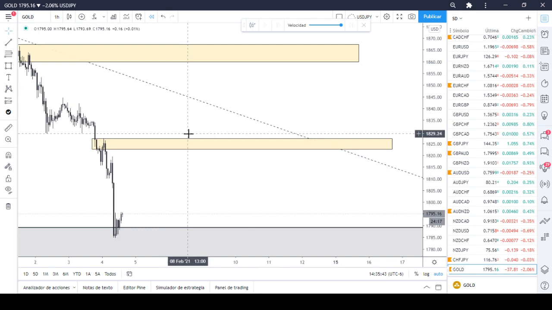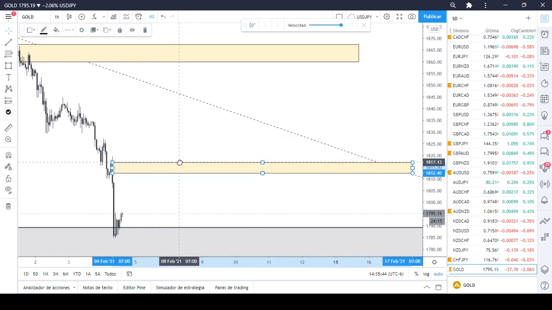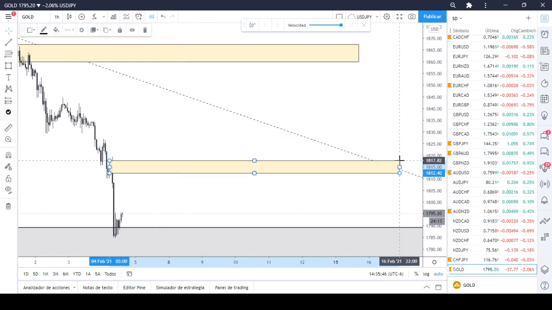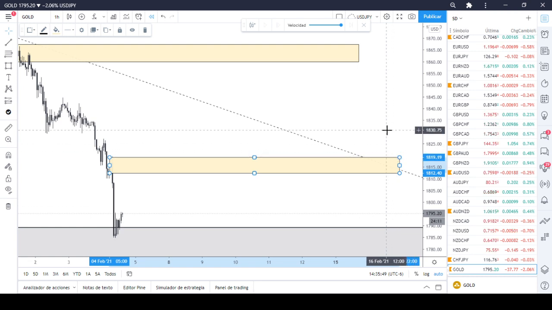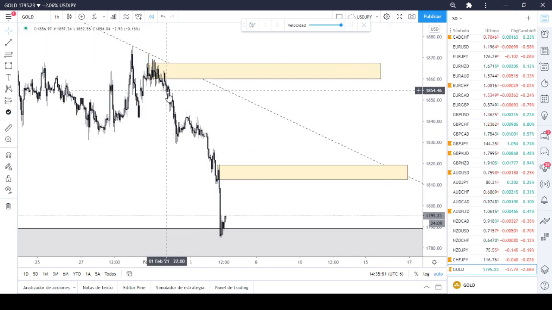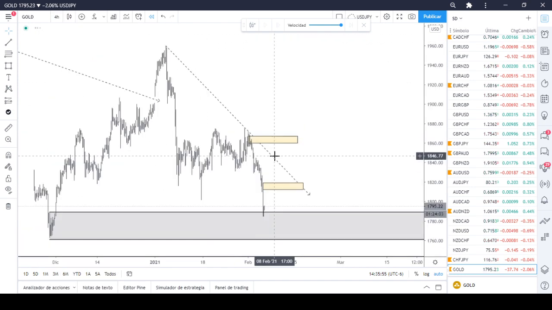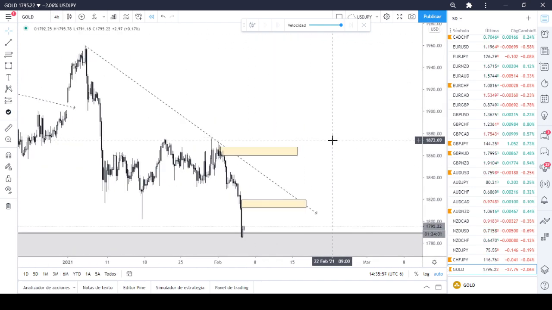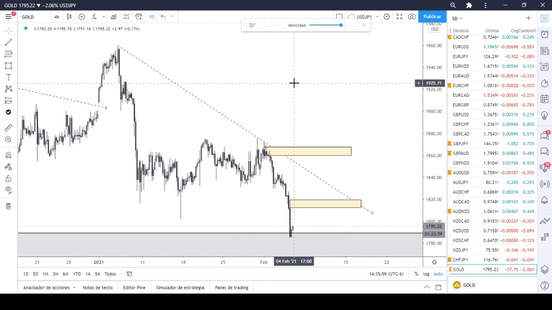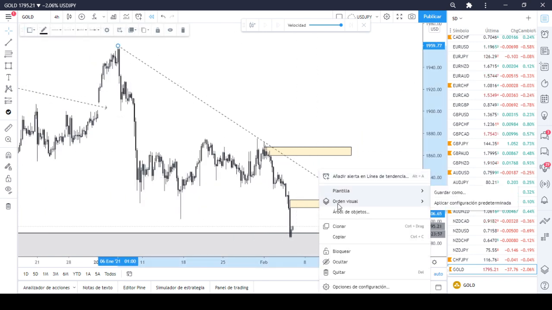On the 1-hour time frame it is basically the same stuff. My last supply zone is there, and the other one is up there. So it's basically the same thing. So let's use the 4-hour time frame so we have a better view of the chart. So this is what I'm waiting for now.